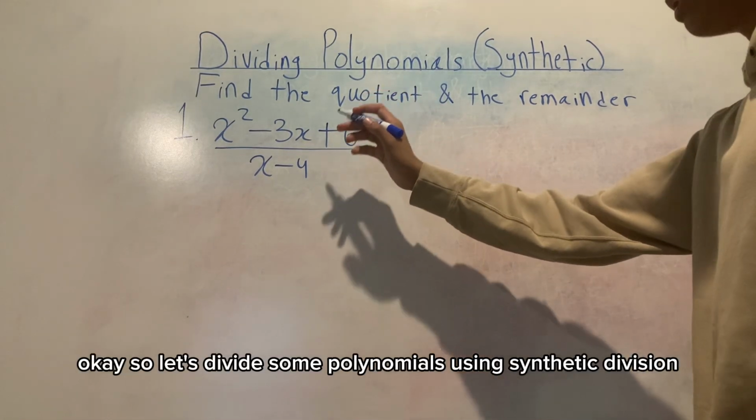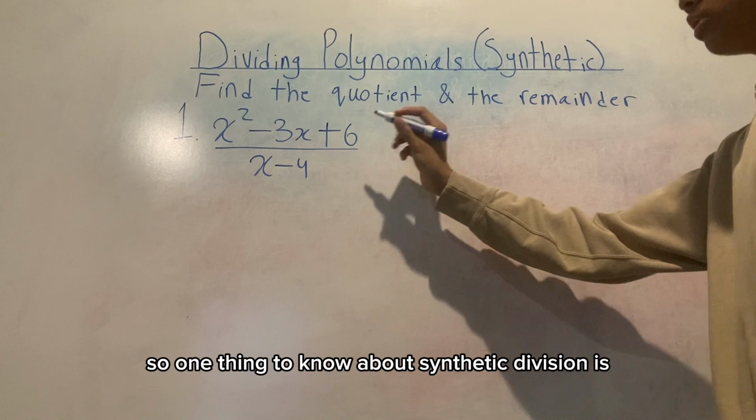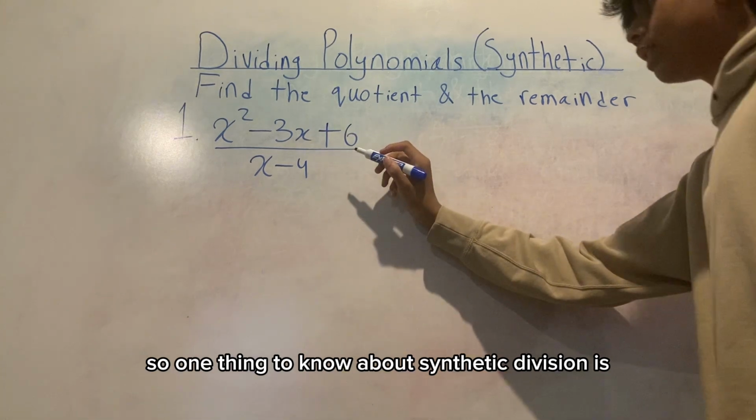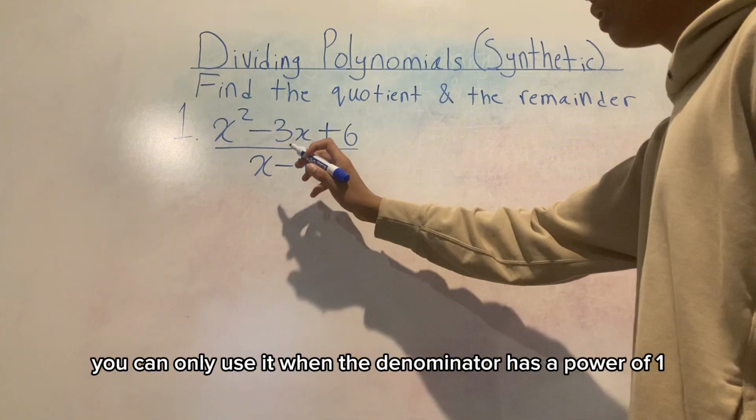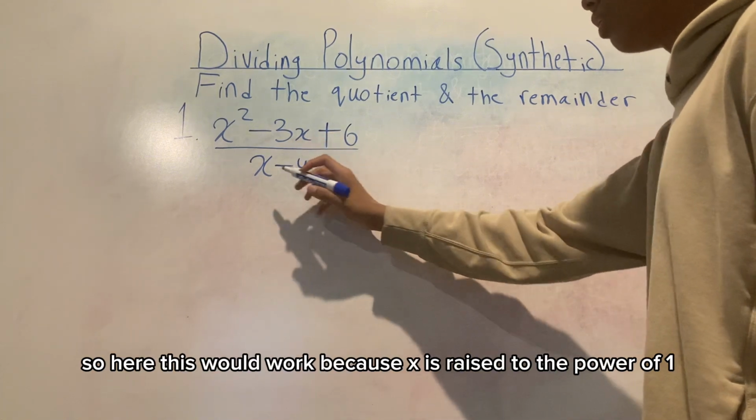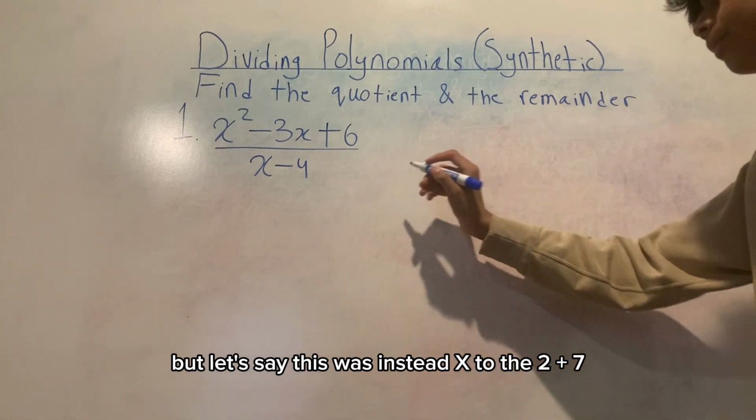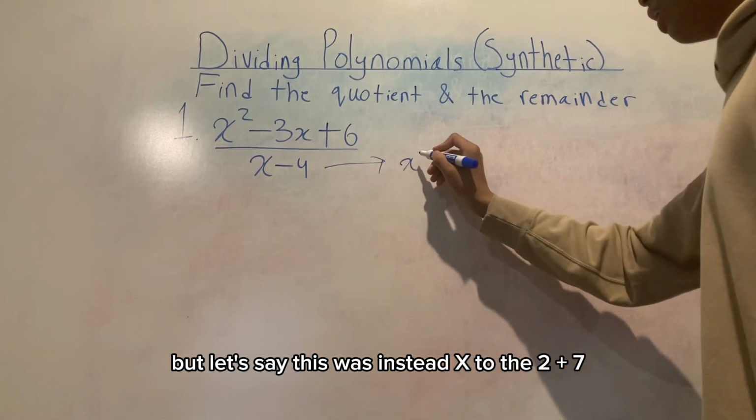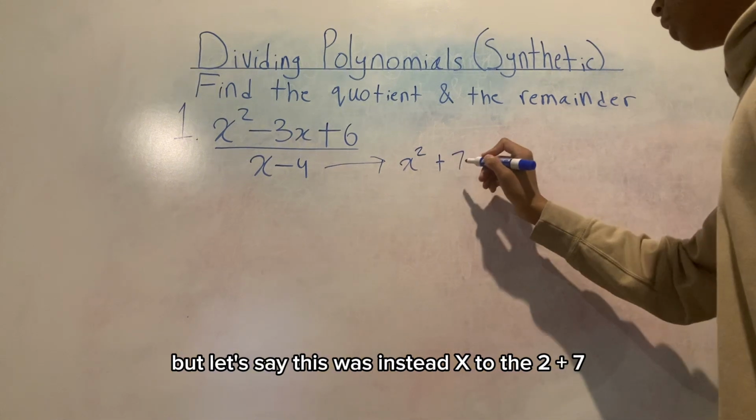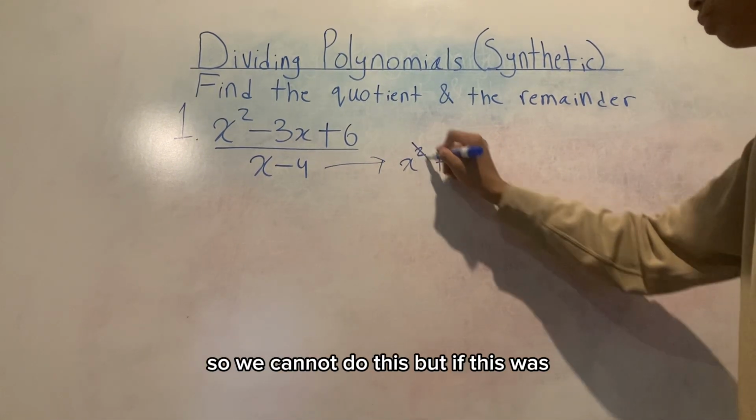Okay, so let's divide some polynomials using synthetic division. One thing to know about synthetic division is you can only use it when the denominator has a power of 1. So here this would work because x is raised to the power of 1. But let's say this was instead x to the 2 plus 7. This would not work because you see how x is raised to the power 2? So we cannot do this.